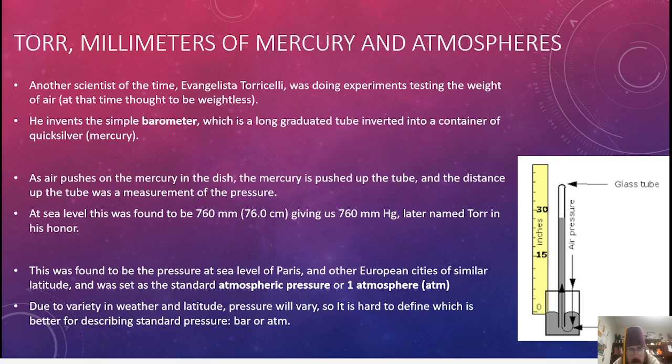Torr is kind of like the Fahrenheit of pressures. A little bit unusual, but still very useful in that very small changes can be recognized a lot easier than with the bigger unit. Now, this pressure was the same pressure at sea level for Paris and many other European cities of a similar latitude at the time, and thus it was set as the standard atmospheric pressure. 1 atmosphere is equal to 760 torr.